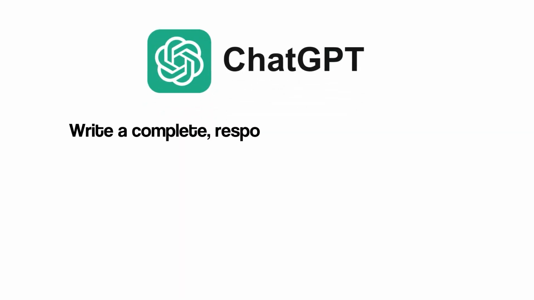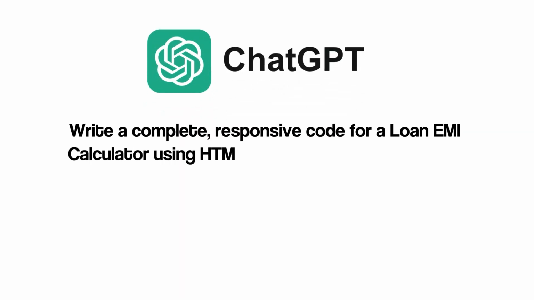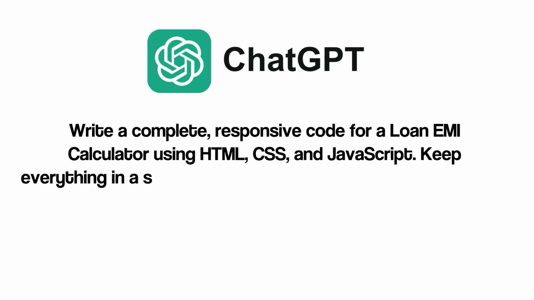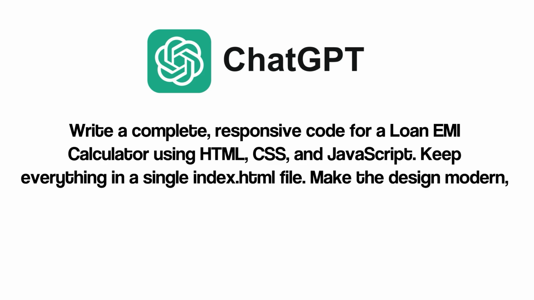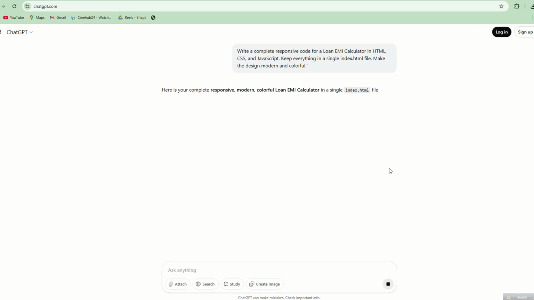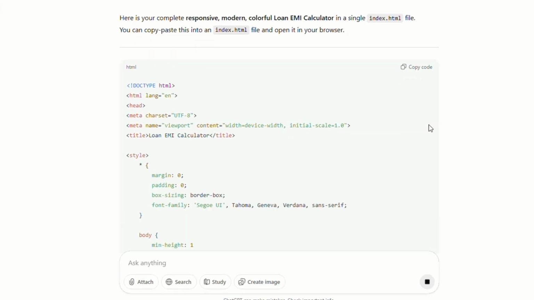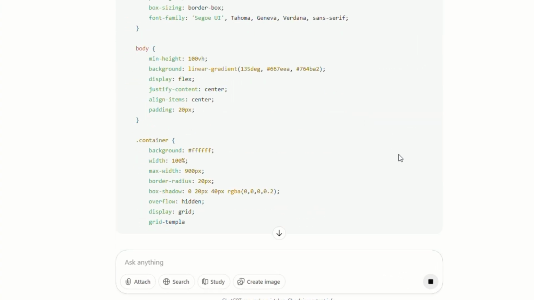Step 2, now we build the software, but we won't write a single line of code. Open ChatGPT or Claude, type this exact prompt: write a complete responsive code for a loan EMI calculator using HTML, CSS and JavaScript. Keep everything in a single index.html file. Make the design modern, colorful and mobile friendly.